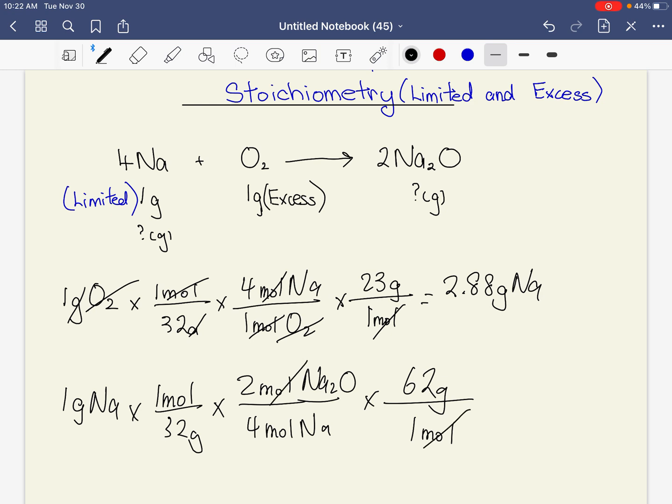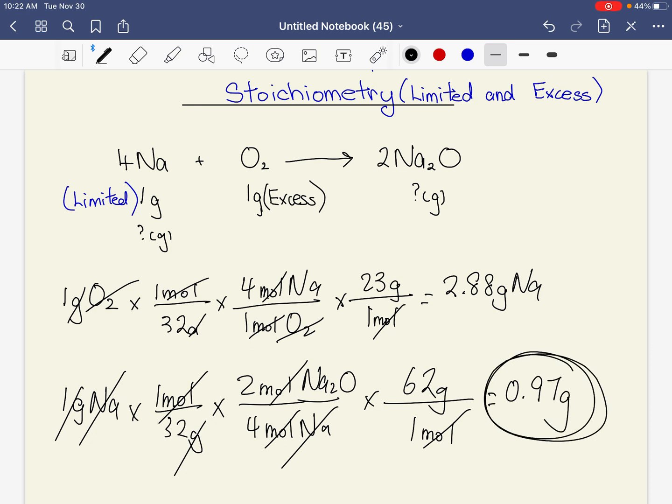Moles and moles cancel. Grams and grams cancel. Na and Na cancel. And you're left with grams of sodium oxide. And that will be 1 divided by 32 divided by 2 times 62. All right. Your answer is 0.97 grams. So 1 gram of this produces 0.97 grams of these.